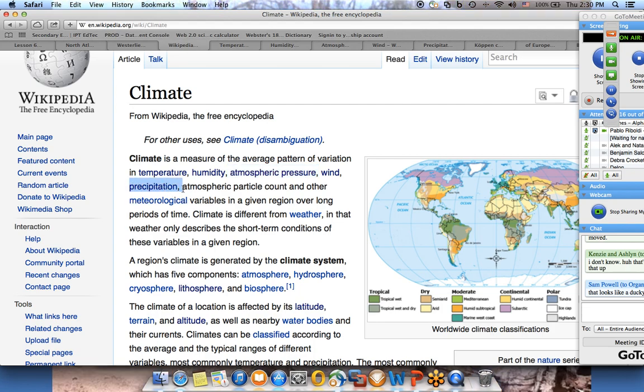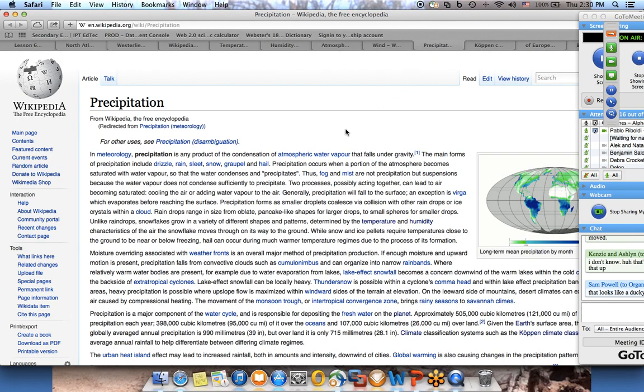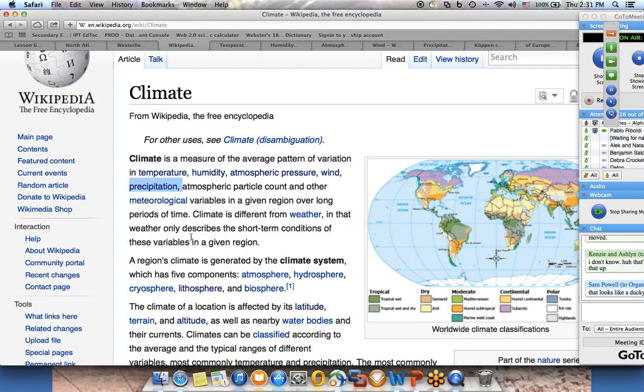Precipitation is the amount of water that comes down. Okay, so we have here the article on precipitation, and it is the condensation of atmospheric water that falls under gravity. Precipitation includes all of this: drizzle, rain, sleet, snow, graupel, I don't know what that is, and hail. So you have all sorts of different factors for precipitation.